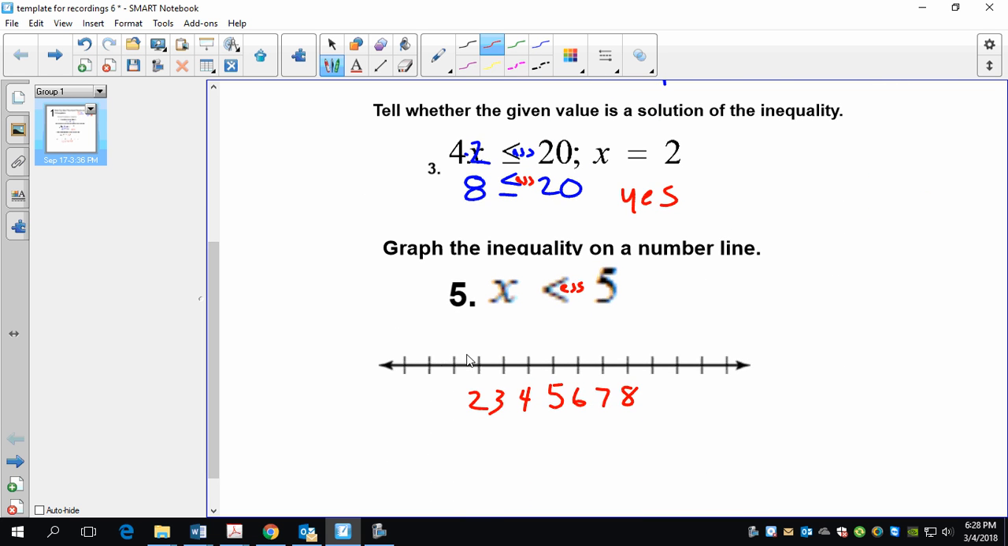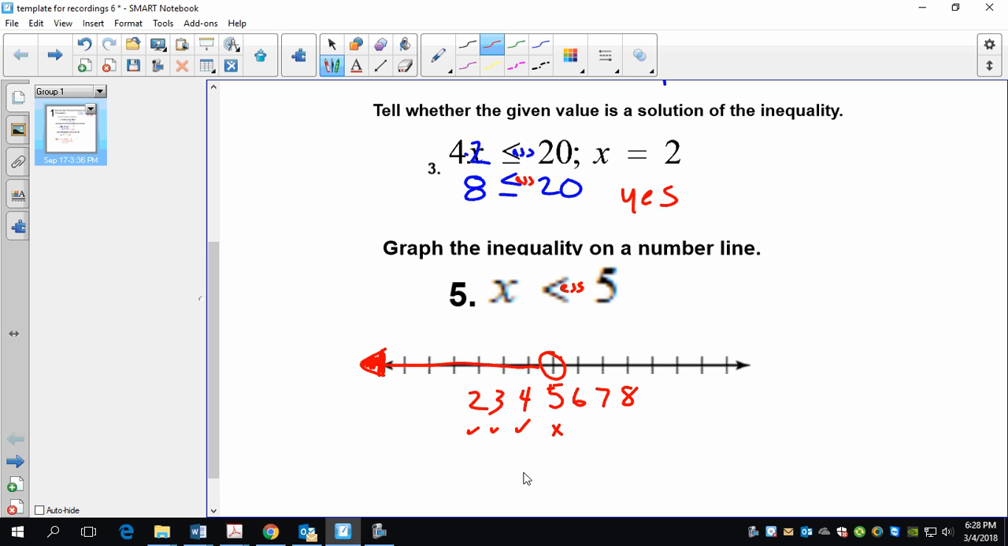Number 5 here. X is less than 5. Now because it's less than, we're just going to circle the 5, or the little hash mark where the 5 is, where the 5 represents. And we want our answers to be, for x, anything less than 5. So we know our answers. 5 is not going to work because it has to be less than 5. But 4 works, 3 works, and 2 works. And of course, any number this direction would be a solution to the inequality. So we're going to draw an arrow sort of indicating that all of these numbers are answers to this inequality.